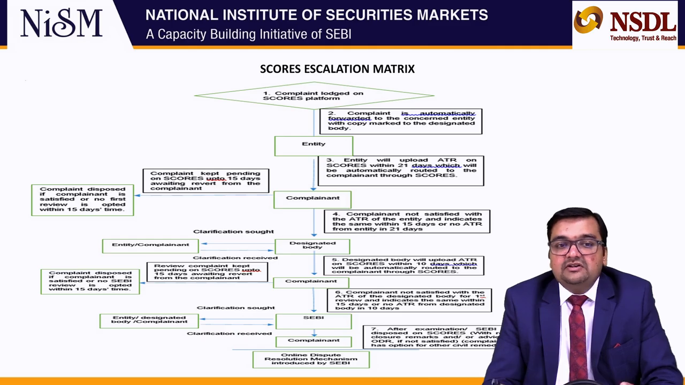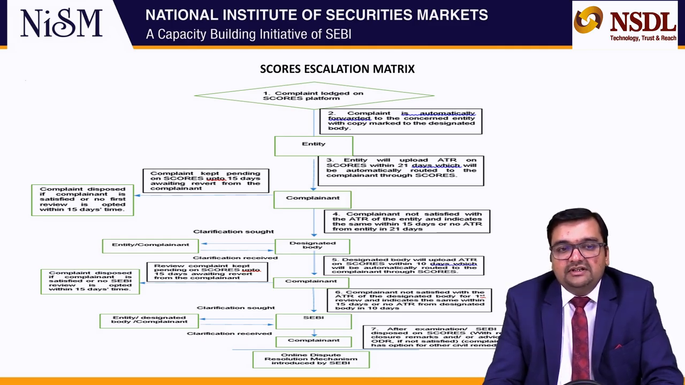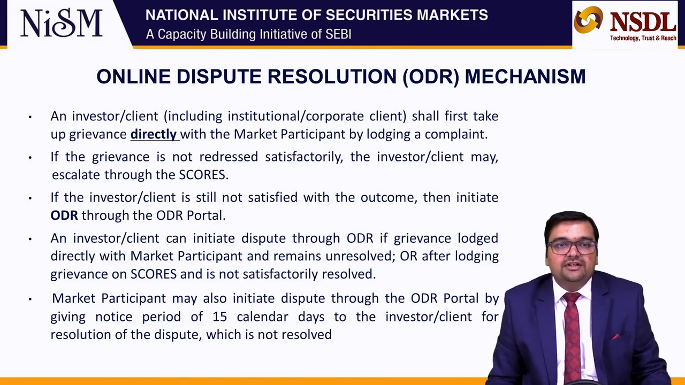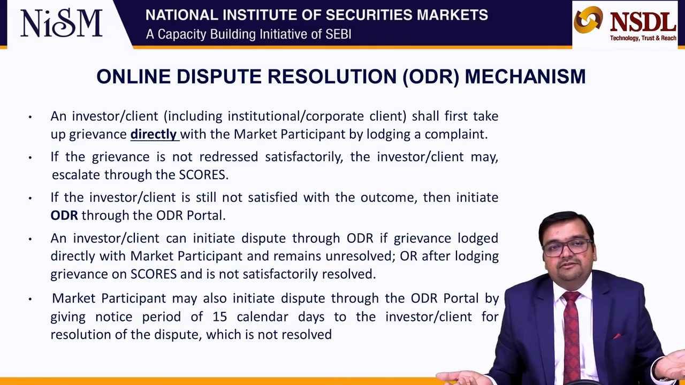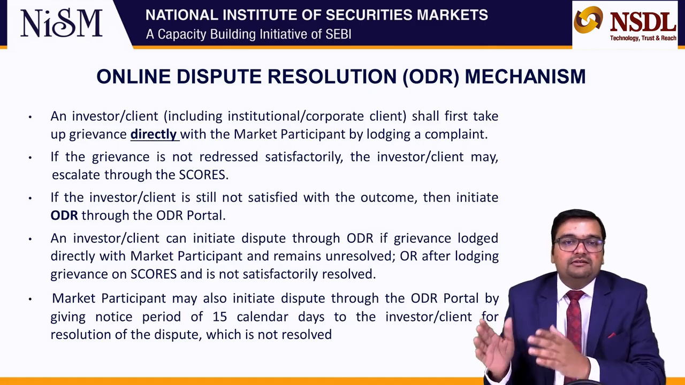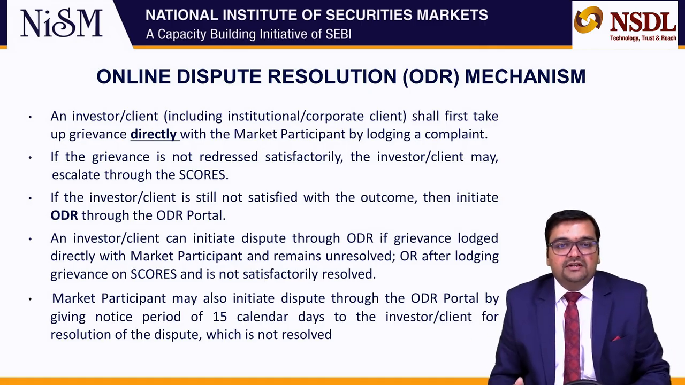If the complainant is still not satisfied with the response, with the status of his complaint or resolution, then he may escalate the matter to level 3, which is the online dispute resolution portal or Smart ODR. So the next level is the ODR mechanism. If an investor is not satisfied at level 1 or level 2, then he can move to the ODR mechanism.